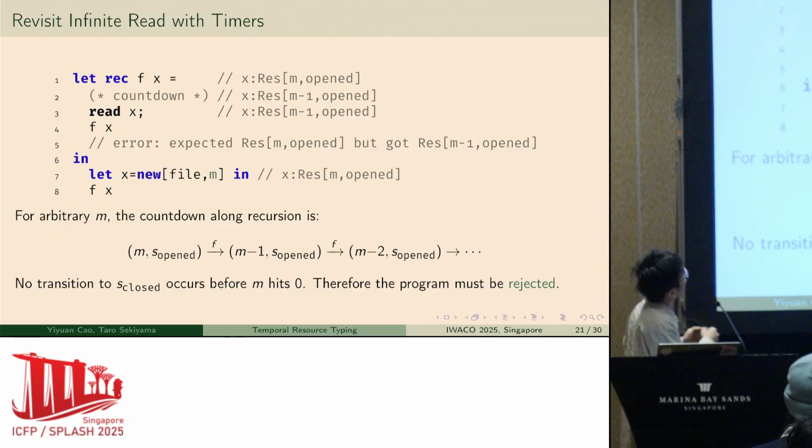So this is our well-typed version, or rather the ill-typed version, of our previous liveness-violating example. No matter what initial timer you give to this file, it is not enough because an infinite recursive chain happens. Therefore, the program must be rejected.